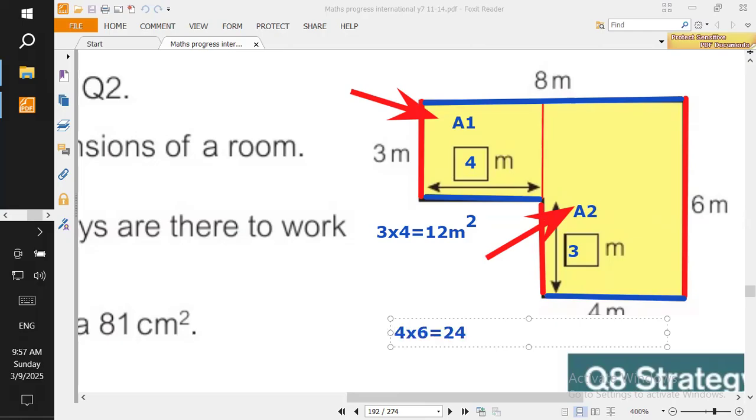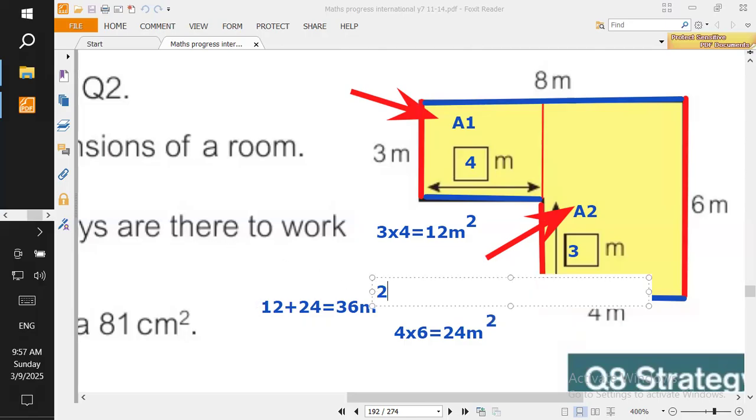And the answer is 24. And because it's meters, so meters squared. Now, after finding A1 and A2, I just have to add them together. So I'm going to add 12 plus 24, and it will give me 36 meters squared. And this is the area or the total area of the whole shape. And this is how you answer a question like this.